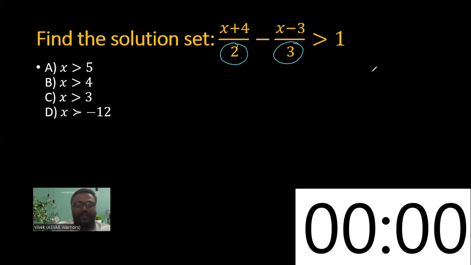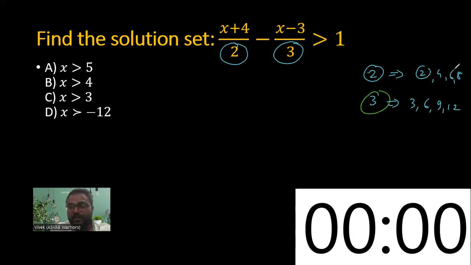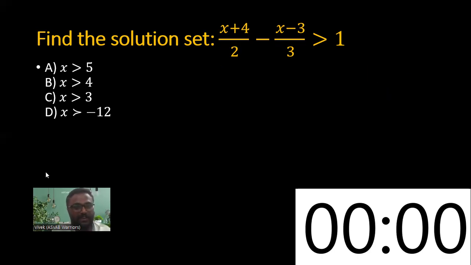So let's try to find the multiples of 2. Multiples of 2 are 2, 4, 6, 8, and multiples of 3 are 3, 6, 9, 12. So the least common multiple of 2 and 3 is 6. So we have to find a way to convert this 2 into 6. One thing that I know is I can multiply this 2 with 3.